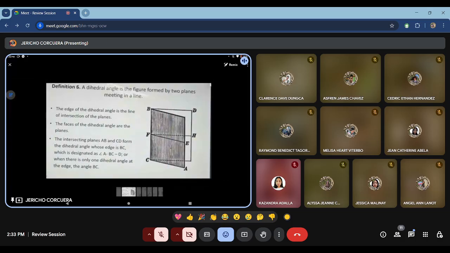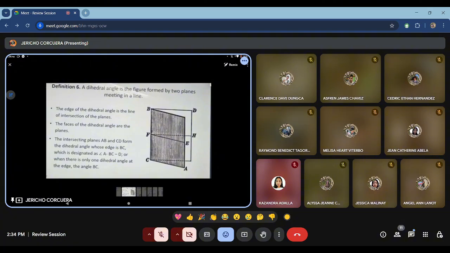Next is the dihedral angle. You know this already, I'm sure, that the dihedral angle is the figure formed by two planes meeting in a line. The edge of the dihedral angle is the line of intersection of the planes. The faces are the planes. And then the intersecting planes, AB and CD, form the dihedral angle, whose edge is BC. And ABCD.